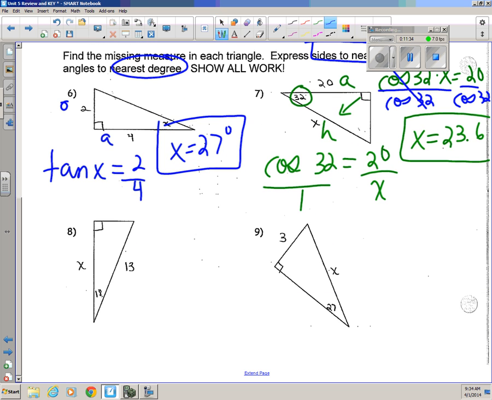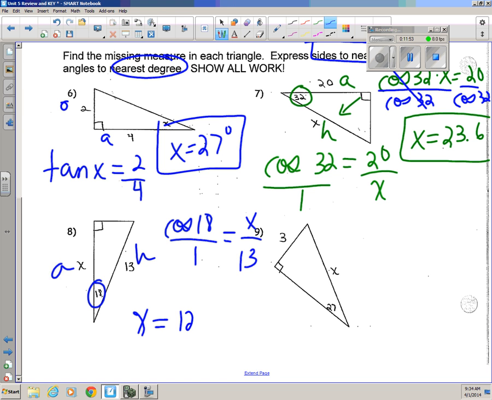Take a look at this next one, 18 degrees. This is the hypotenuse. This is going to be the adjacent. This is another cosine. Cosine of 18 over 1 equals x over 13. This is just a straight cross multiplication, and when you do that and round to the nearest tenth, you get 12.4.